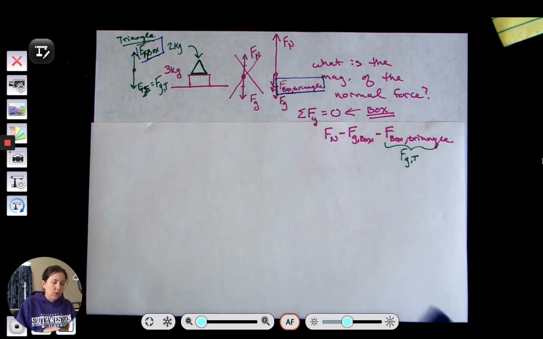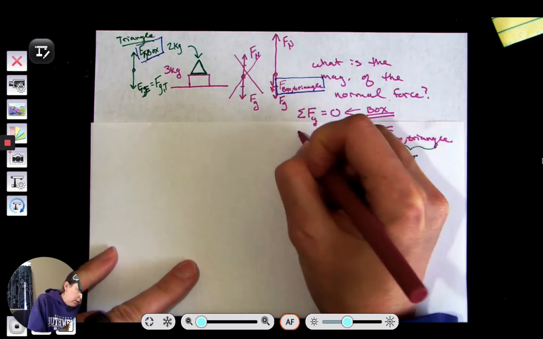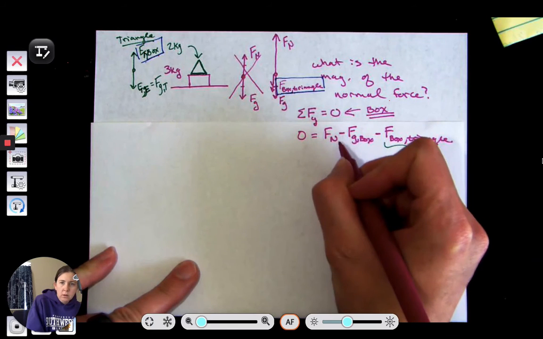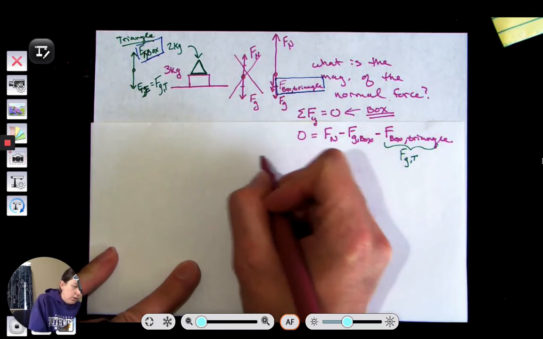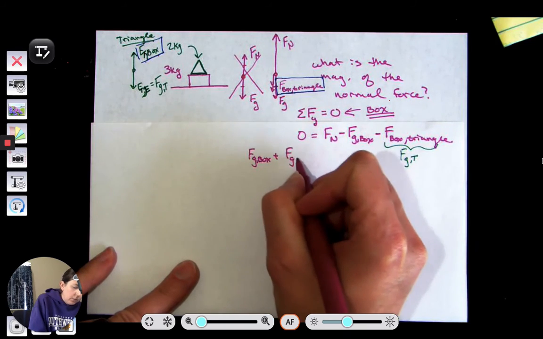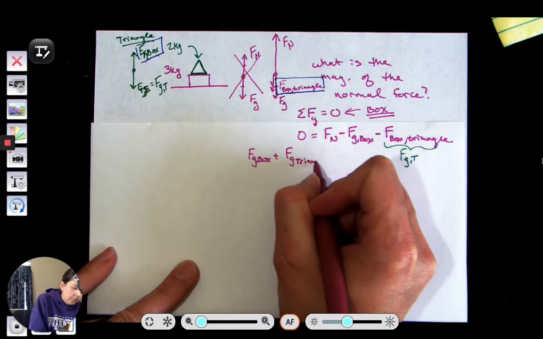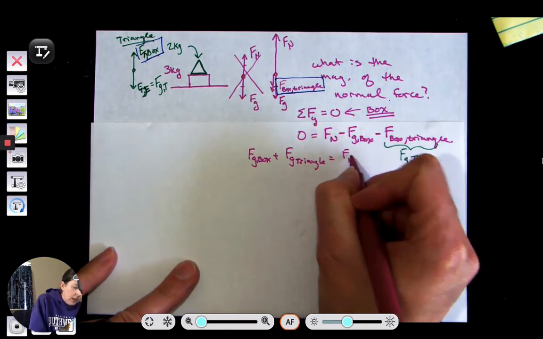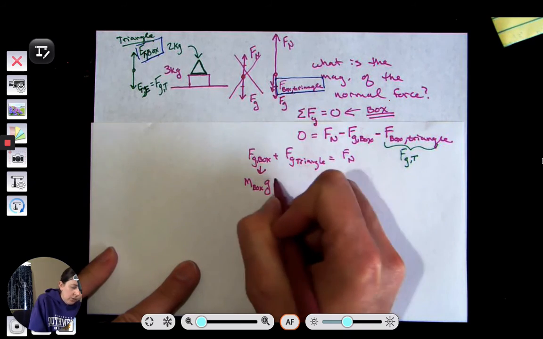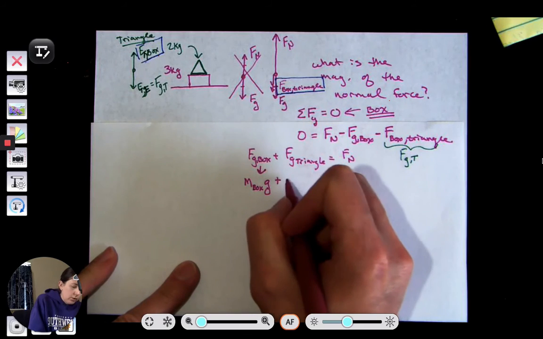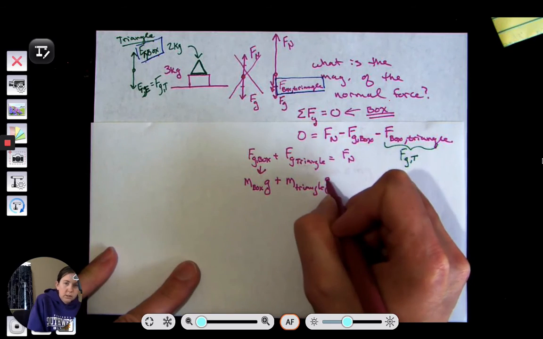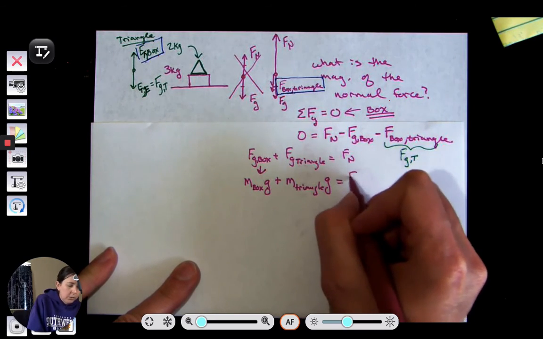Okay, so where does that leave us? Equals 0. So this time I'm going to pull these two things to the other side so that we don't have any weird negatives. So the force of gravity on the box plus the force of gravity from the triangle equals the normal force. And so remember, the force of gravity on the box is the mass of the box times the gravitational field strength, and the force of gravity on the triangle is just the mass of the triangle times the gravitational field strength, and that's going to be equal to the normal force.